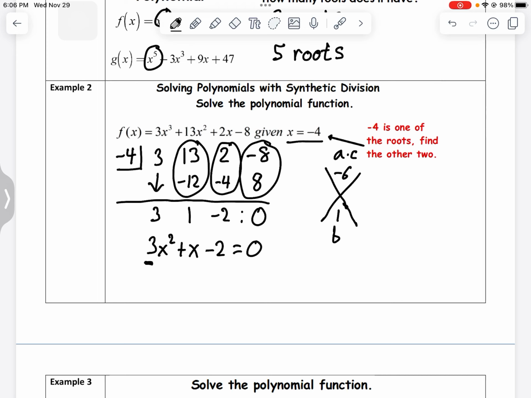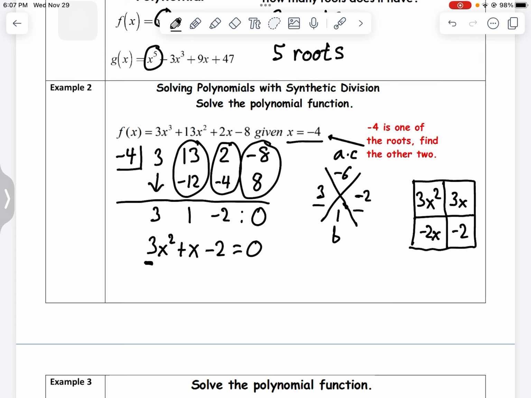Factors of -6 that add to make 1 are 3 and -2. Then we'll make our box. So 3x squared, -2 goes at the end, and then the 3 and the -2 are the side boxes. Doesn't matter the order. So here we would get 3x, down here we would get -2, here we would get x, and here we would get 1. So then this factors into x plus 1 and 3x minus 2.